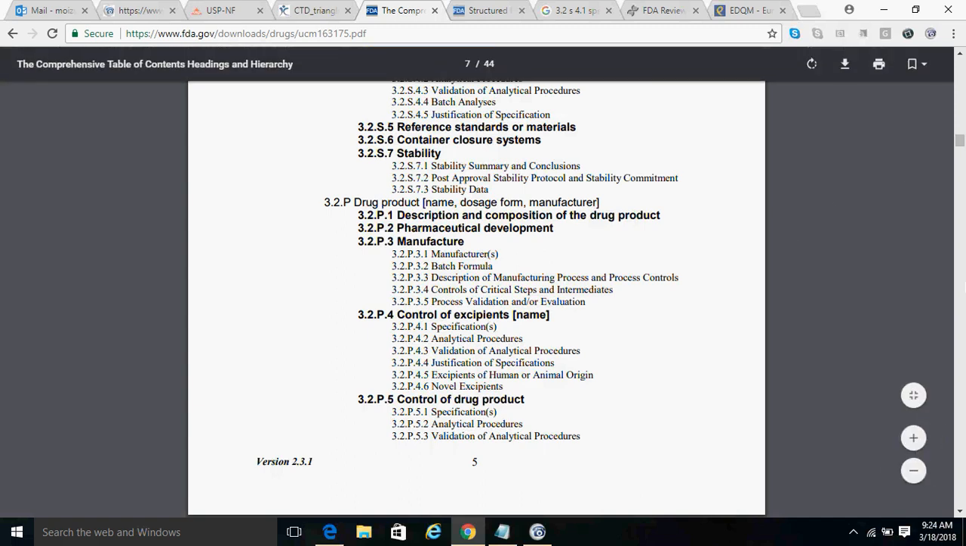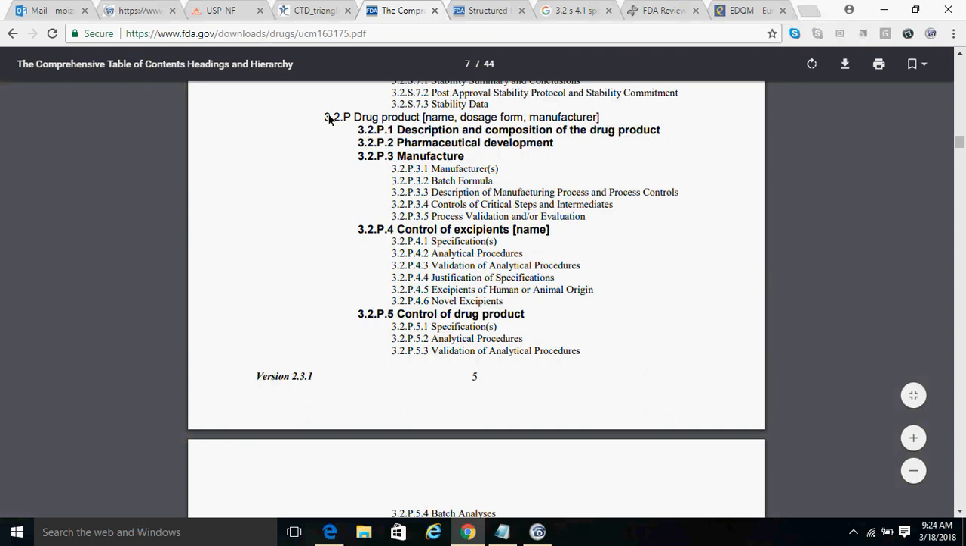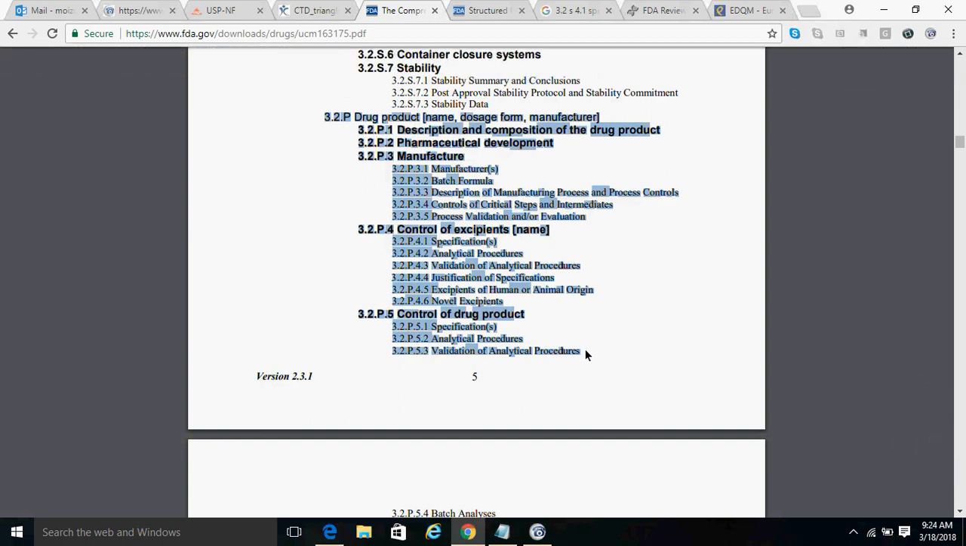Let's go to the product section. Drug product. All this information. So you got your drug substance from a different country. Now comes your formulation.